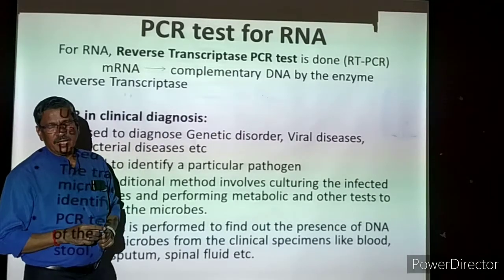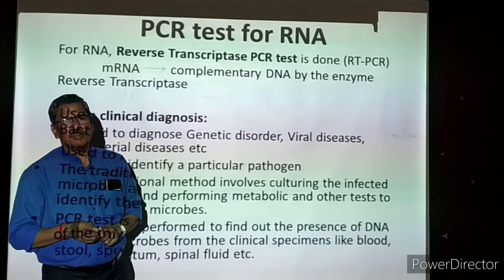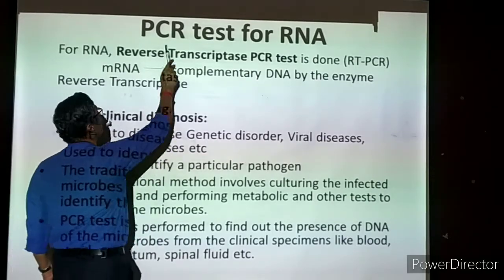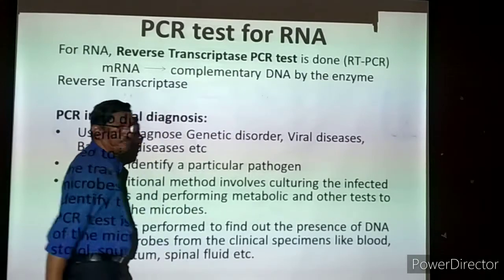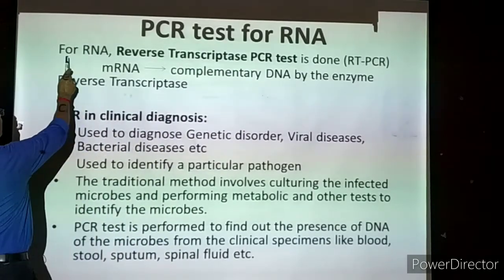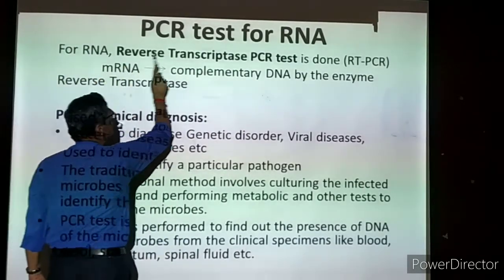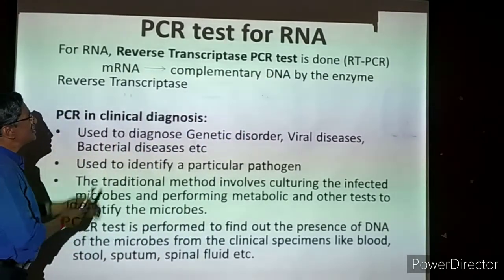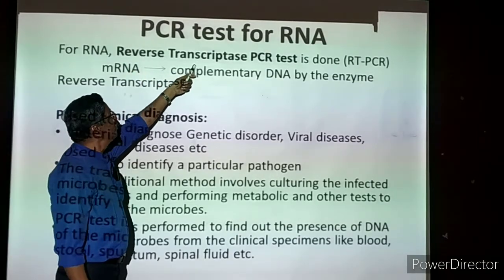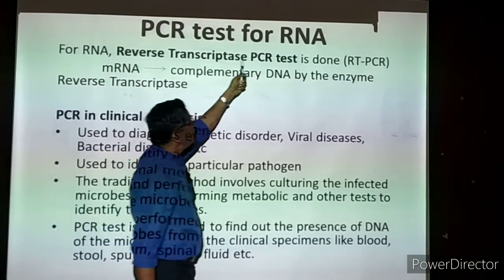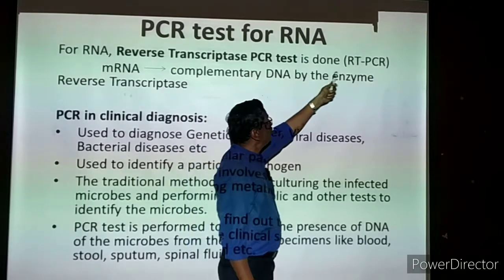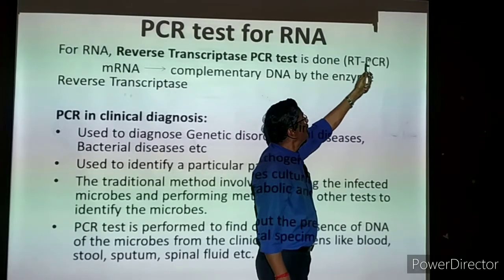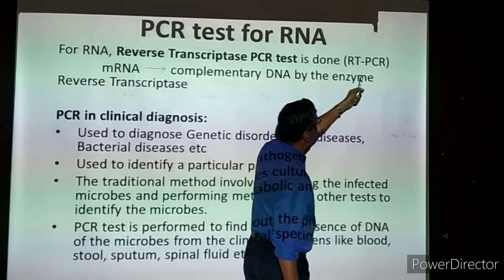Suppose one virus we are taking is harmful, causing disease to our body, but that virus has only RNA, no DNA. Then we have to go for the PCR test for RNA. For the PCR test for RNA, the reverse transcriptase PCR test is done. Reverse transcriptase is a type of enzyme. The short form RT means reverse transcriptase, and PCR is the polymerase chain reaction test.